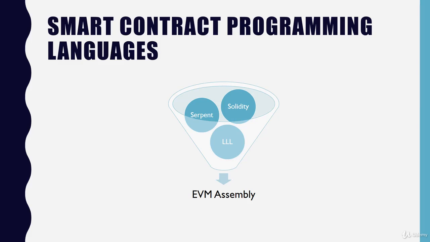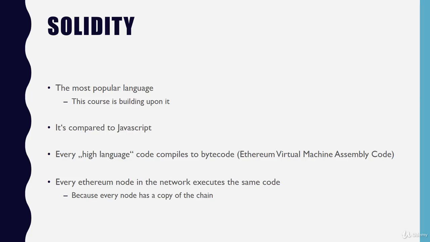If you are writing a smart contract, you can do it in different high-level languages. There is the most popular one, Solidity. There's Serpent or LLL, and there are other ones. They all compile down to a binary, and the binary contains EVM assembly code. And EVM stands for the Ethereum Virtual Machine. The most popular language right now is Solidity, and this course will also build upon Solidity.